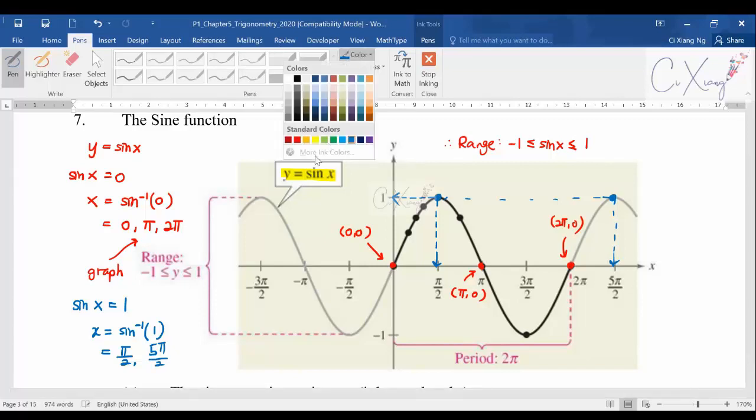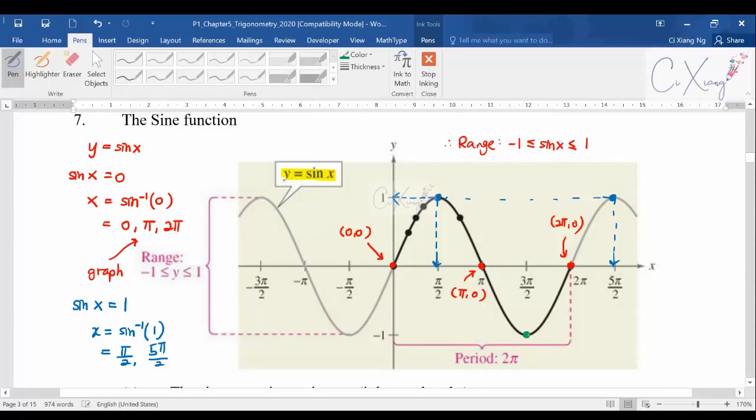Alright, then the same thing happens for the negative 1 here. For this negative 1, the value is 270 degrees or 3 pi over 2. Although the graph looks simple, actually it provides you some important information. So you have to make sure that you know all these basic values here.